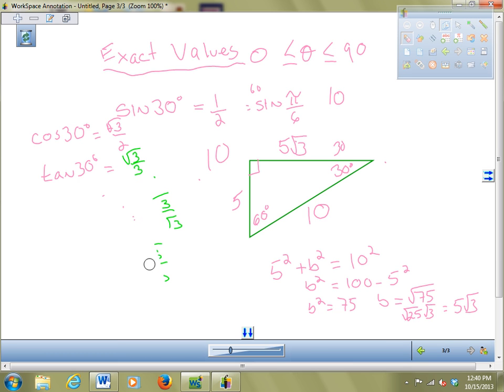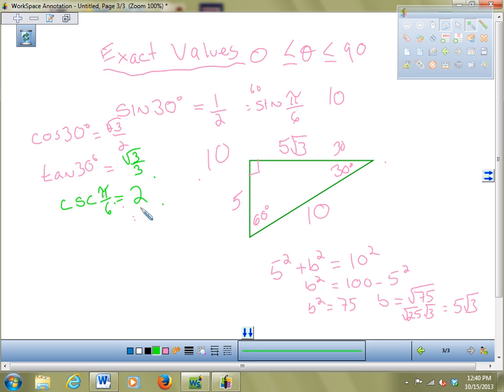Now, if you flip them, you will get the cosecant. So what's the cosecant of pi over 6? Flip of that, 2. What's the secant of pi over 6? Flip this, and if you rationalize it, you get 2 root of 3 over 3.